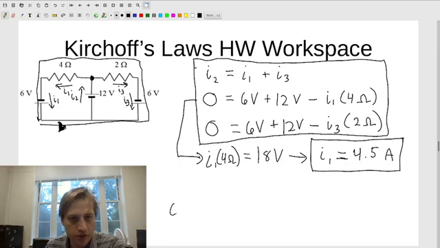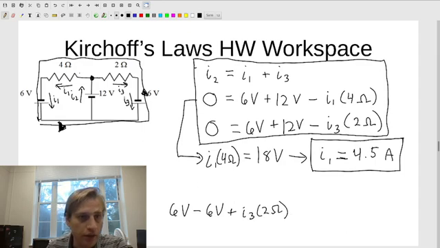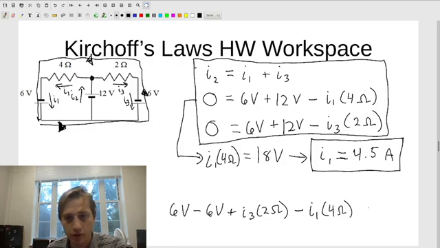So here this would be 6 volts. And then I would be coming around my loop, but my loop would be going opposite the direction of the current through that battery. So that would be minus 6 volts. And then I would be coming through here, going opposite the direction of the current through a resistor. So instead of being subtracted, I would add that voltage. So this would be plus I3 times 2 ohms. And then for my last part, I would be going through the resistor in the direction of the current. So that would be minus I1 times 4 ohms equals 0.